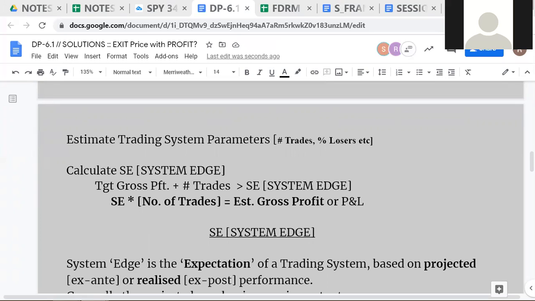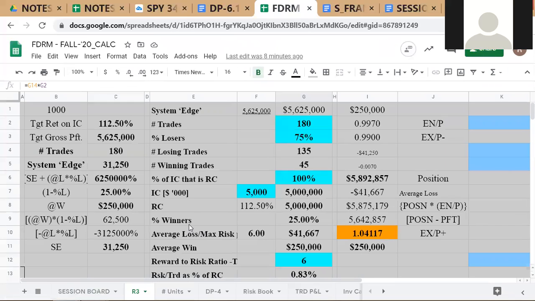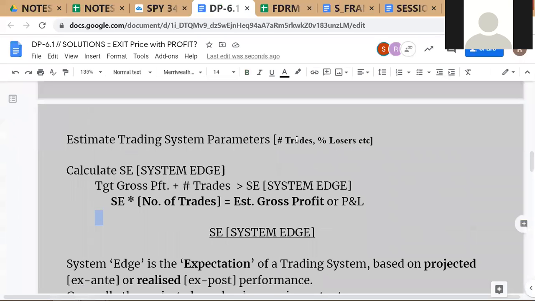All right, so let's look at this. System edge into number of trades is equal to estimated gross profit or P&L. In this case, we are proceeding like this. We started with the target ROIC. We multiplied that with the invested capital to come up with our estimate of target gross profit. Now we already know the number of trades, based on our estimation of trading system parameters, which we did here. Now we want to calculate the system edge.